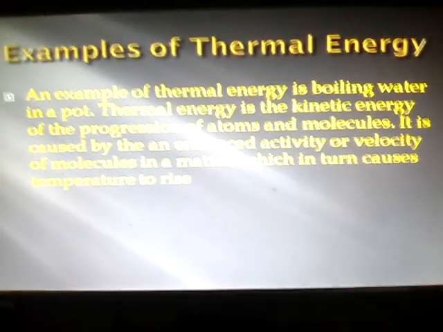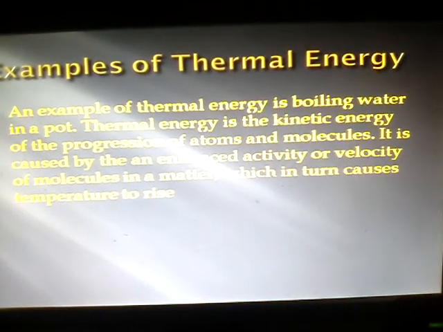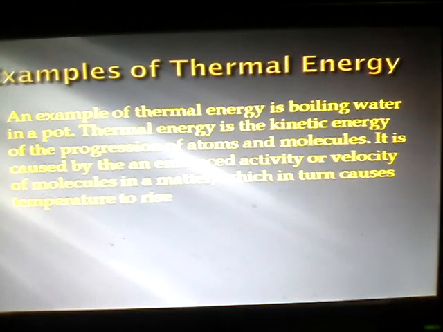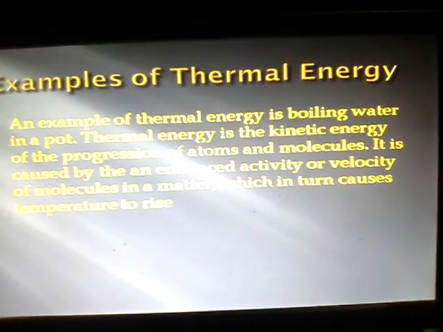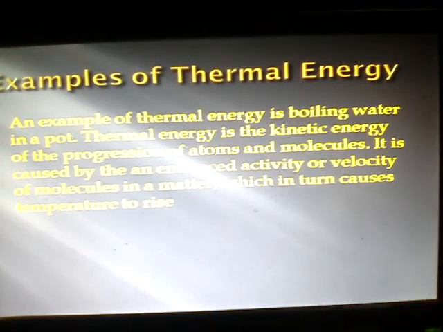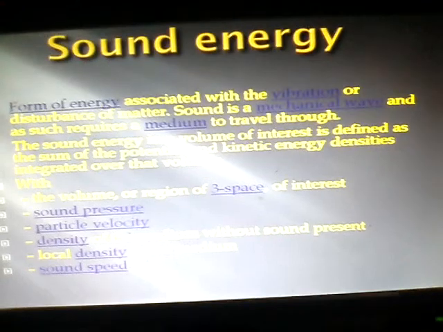Example of thermal energy: an example of thermal energy is boiling water in a pot. Thermal energy is the kinetic energy of the progression of atoms and molecules. It is caused by the enhanced activity or velocity of molecules in a matter, which in turn causes temperature rise.